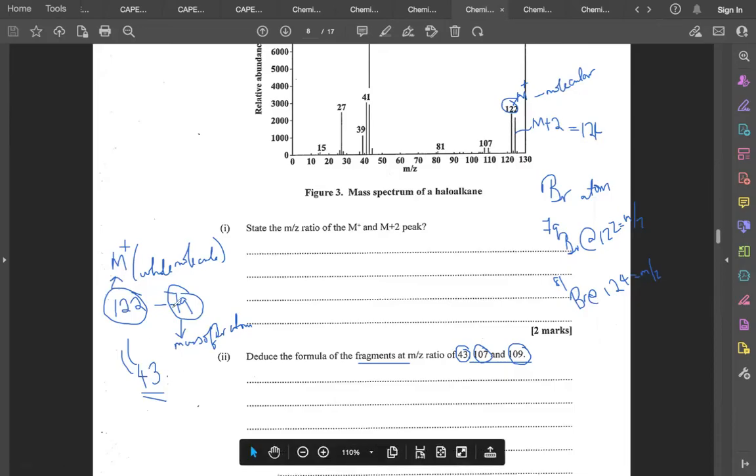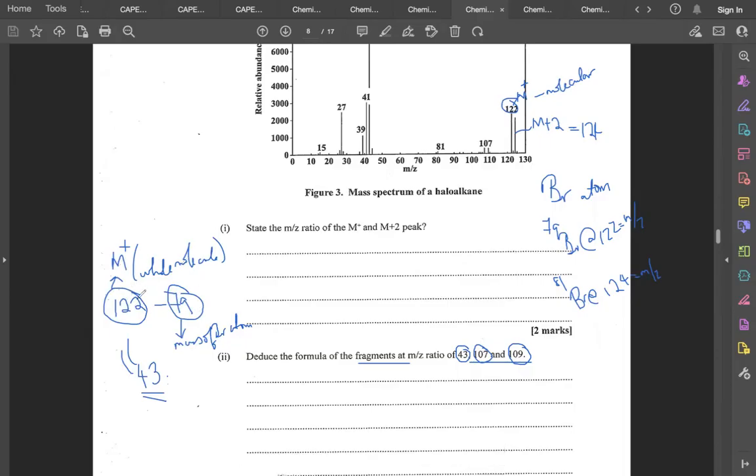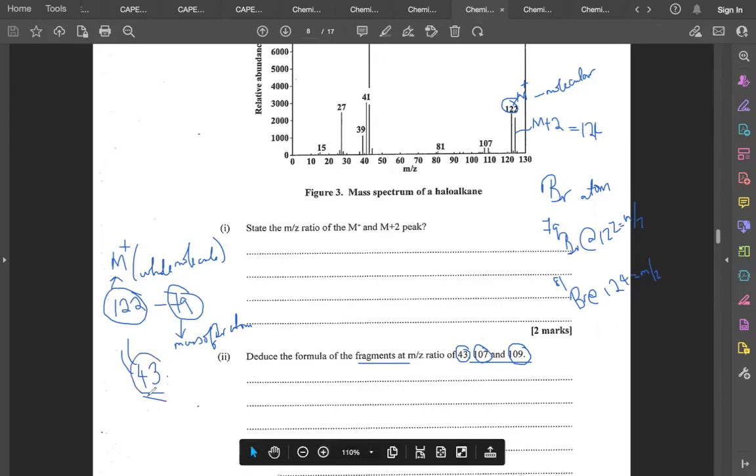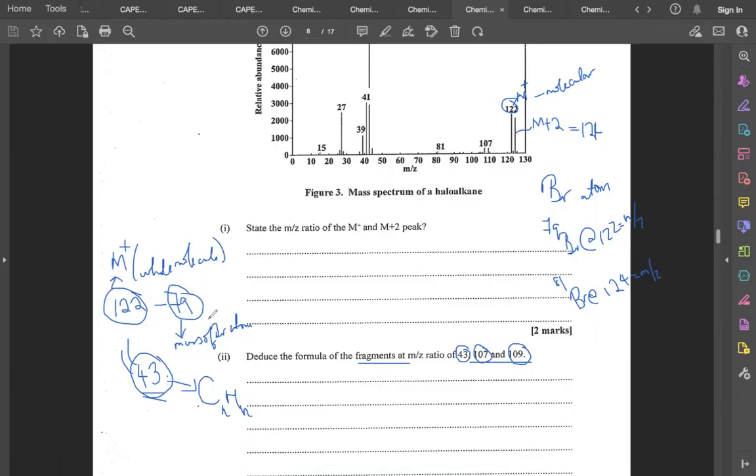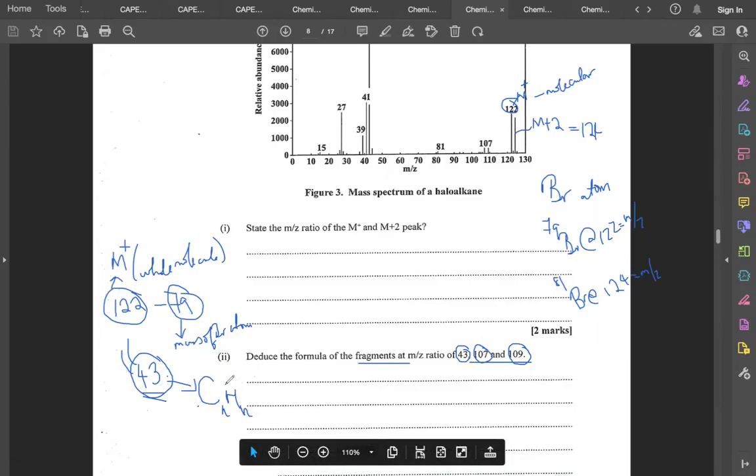So if we subtract out the bromine from the molecular ion, the whole molecule mass, we get 43. What we know from here is that this 43 is going to represent just what remains. So it's going to represent the carbons and the hydrogens, because it's a haloalkane. If we subtract out the bromine, all that remains is carbon and hydrogen. Are you guys following me up to this point?